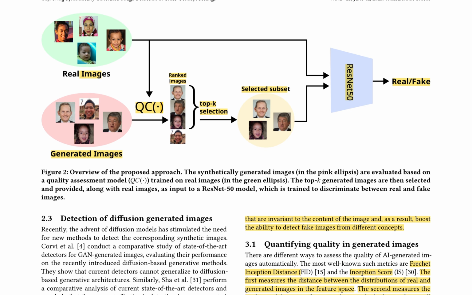Overview of the proposed approach. The synthetically generated images in the pink ellipse are evaluated based on the quality assessment model QC, trained on the real images in the green ellipse. The top K generated images are then selected and provided along with the real images as an input to the ResNet 50 model, which is trained to discriminate between real and fake images. Interesting.